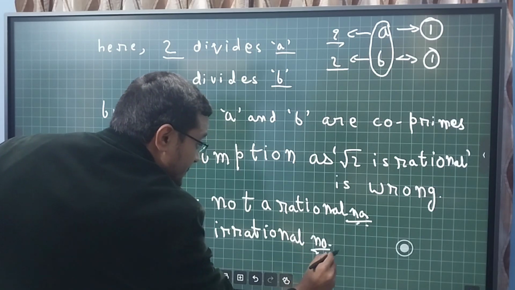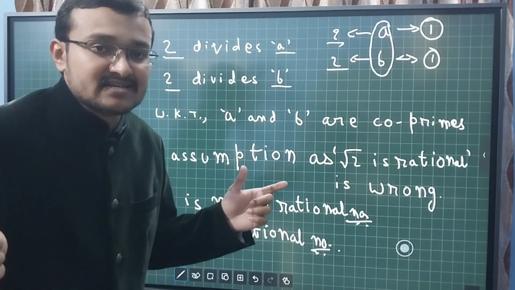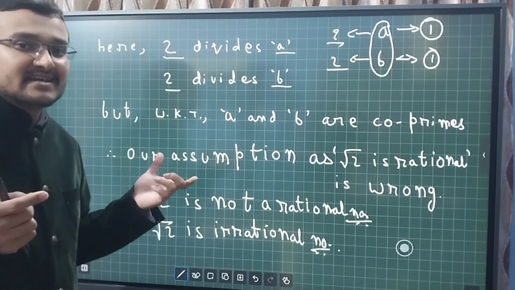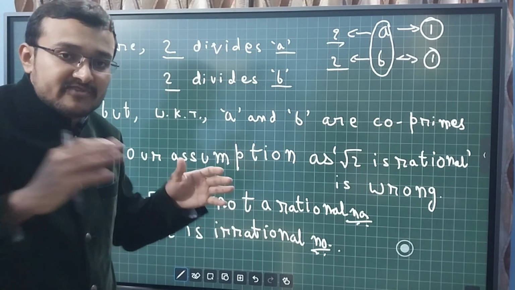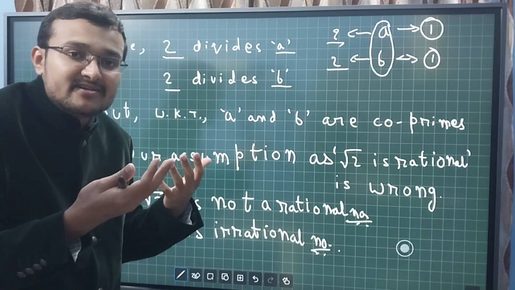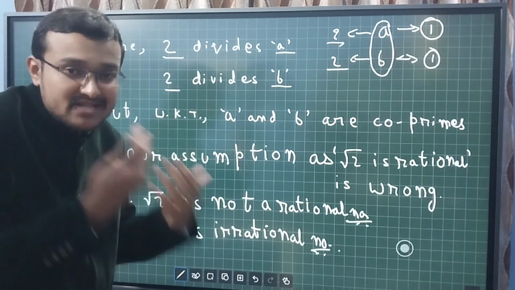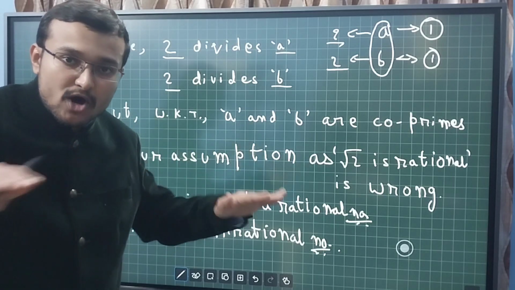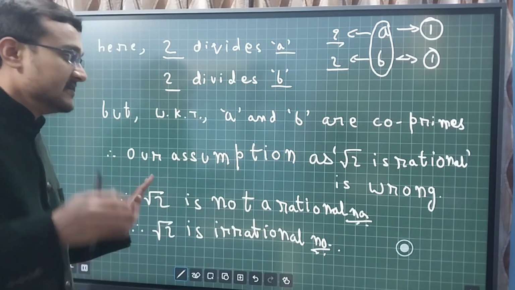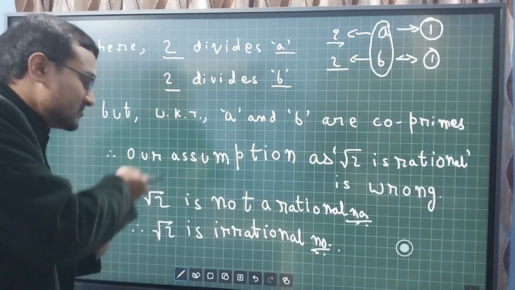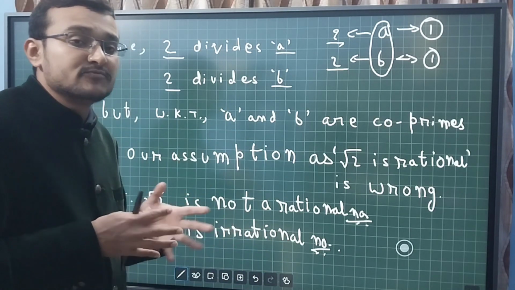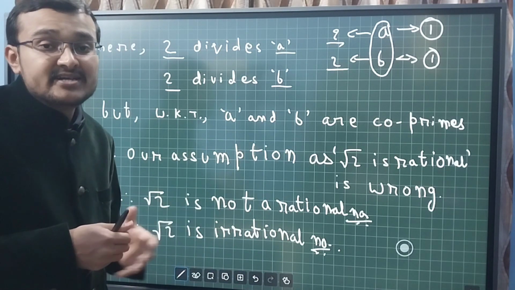So that means we have assumed that root 2 is a rational number, and by taking A and B as co-primes, we have proved that A and B are not co-primes. So we have contradicted our assumption itself. That's why our assumption, that root 2 is a rational number, is wrong. And if root 2 is not a rational number, then root 2 will be an irrational number. So this is how you have to prove using theorem 1.2.